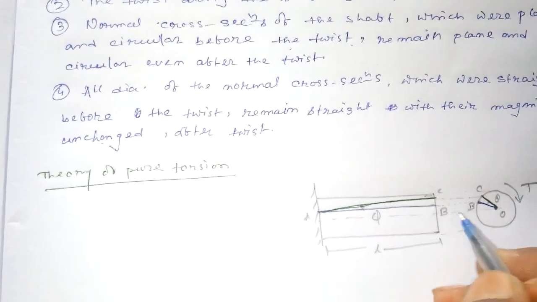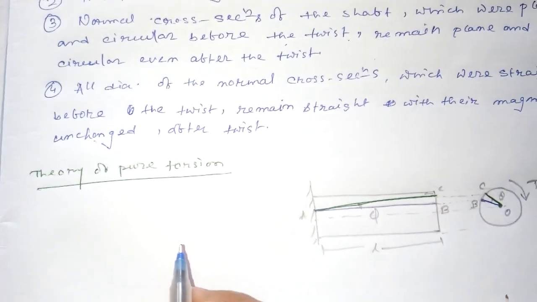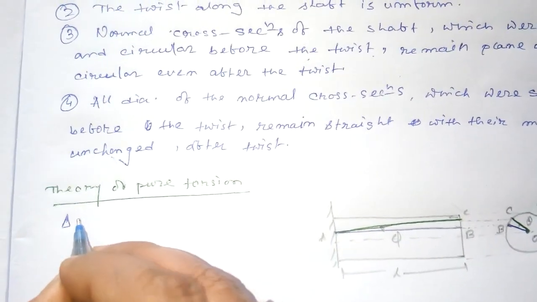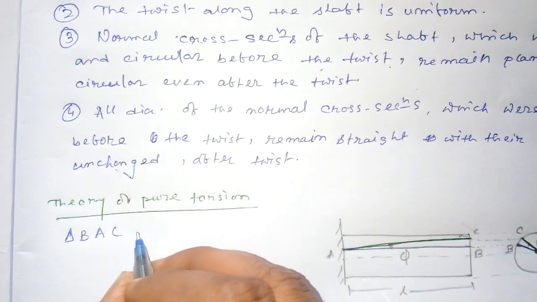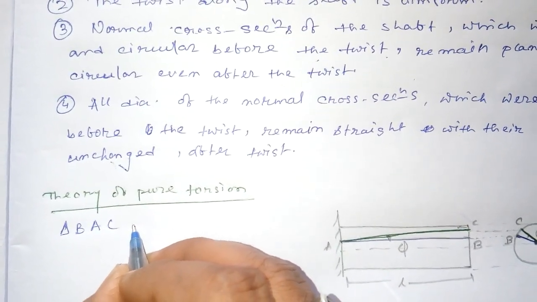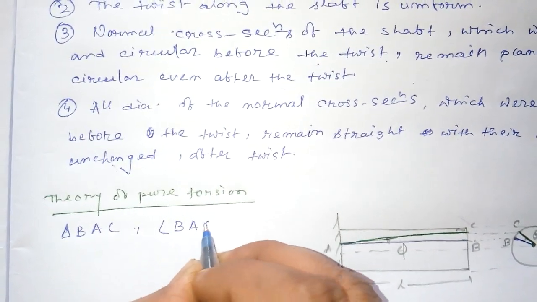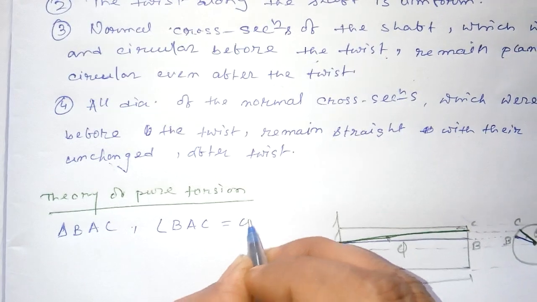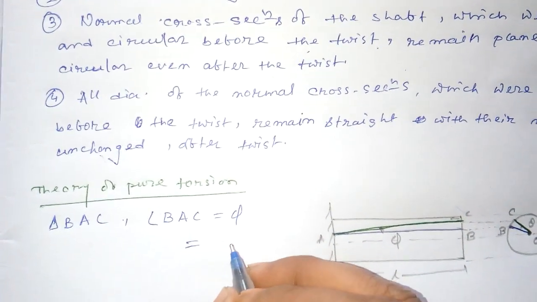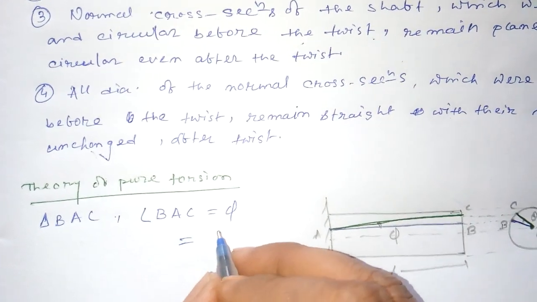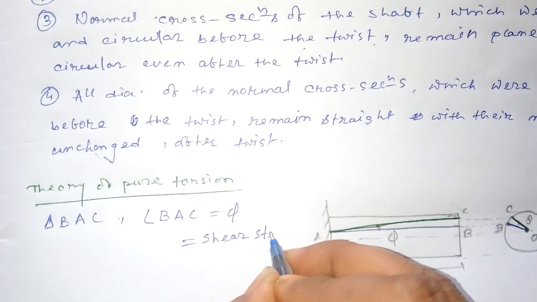Now, if you consider this angle BAC, from this triangle we can say angle BAC is equal to phi, right? We are getting that. Now this phi is nothing but the shear strain, right?